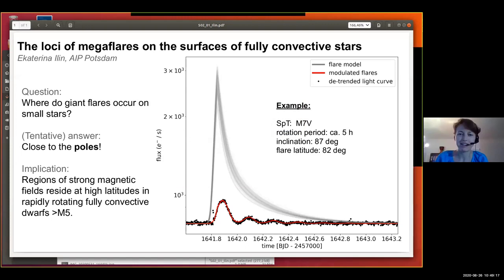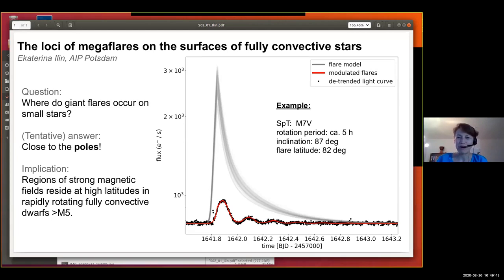Awesome. Yeah. Hope you can hear me. Hi. My name is Ekaterina Ilin. I'm a PhD student at the Leibniz Institute for Astrophysics in Potsdam, and I bring you a little science nugget to finish off this day. I think this is not yet tweetable stuff, so please don't tweet about it yet.